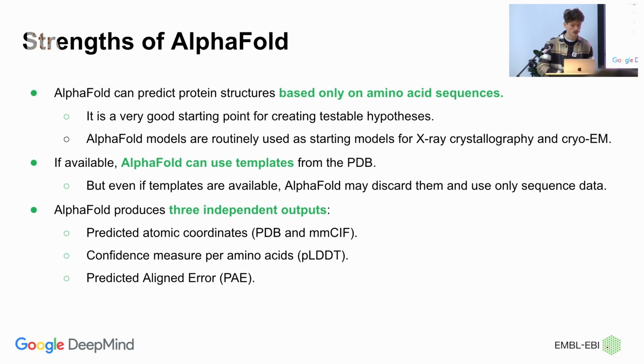With AlphaFold models, they often use templates from the PDBe if the MSA is quite shallow. It's also a starting model for X-ray crystallography and cryo-EM. And most importantly, AlphaFold produces 3 outputs. One of them is the atomic coordinates of the model you're interested in, and there are 2 confidence metrics that you should always use together to assess the quality of your model.